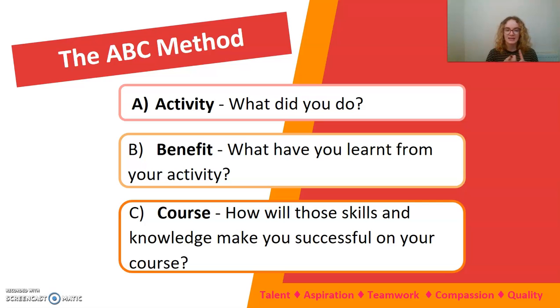So the first one, A, is the activity. What did you do? B, the benefit. What have you learnt from that activity? And then C, linking it back to the course. So how will those skills and knowledge make you successful on your course?